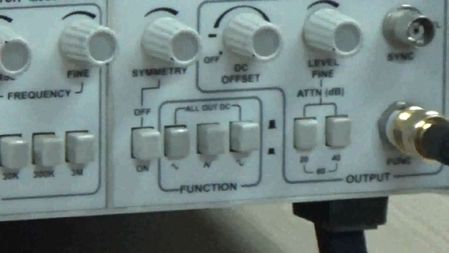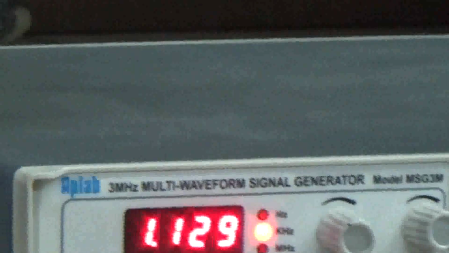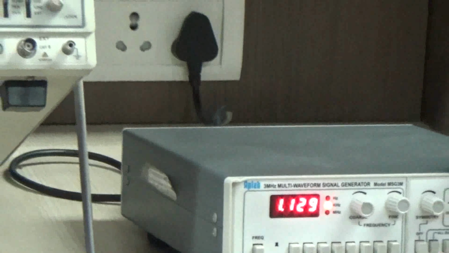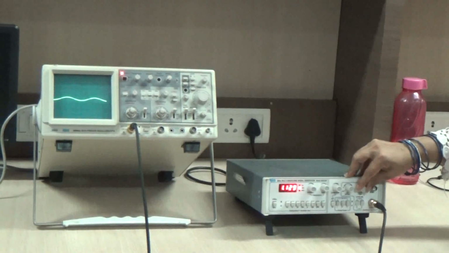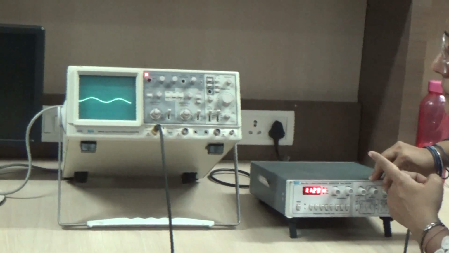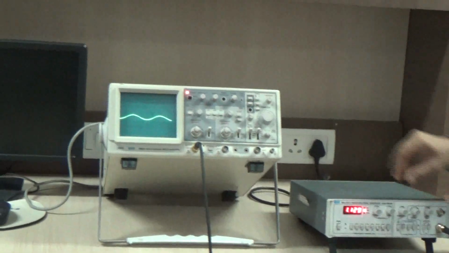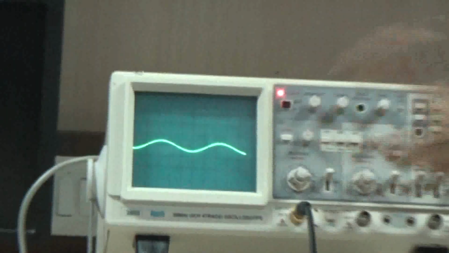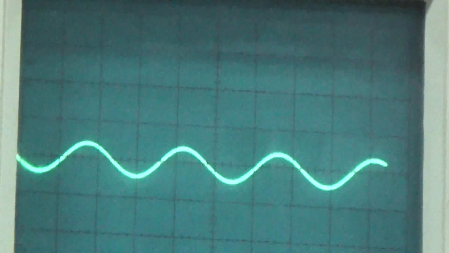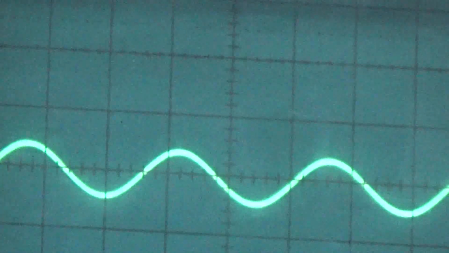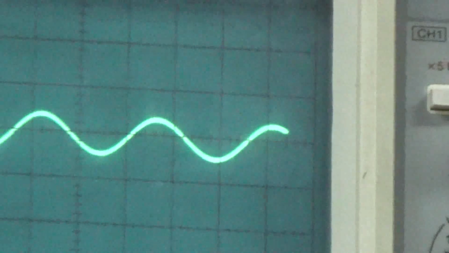You have another knob which is 40 dB. Press it. No signal is available. Now change your level by changing your knob. You see your signal is changing. So you have to bring it to 1 volt. This is approximately 1 volt, approximately 1 unit. So 1 into 20 will give you 20 millivolt.